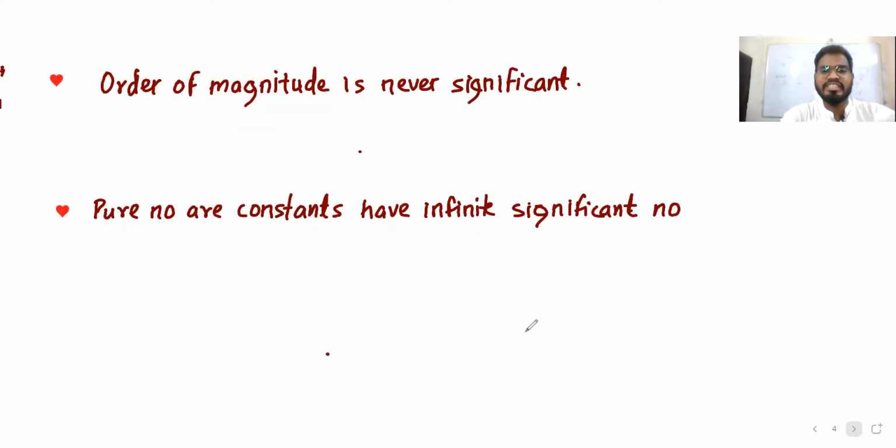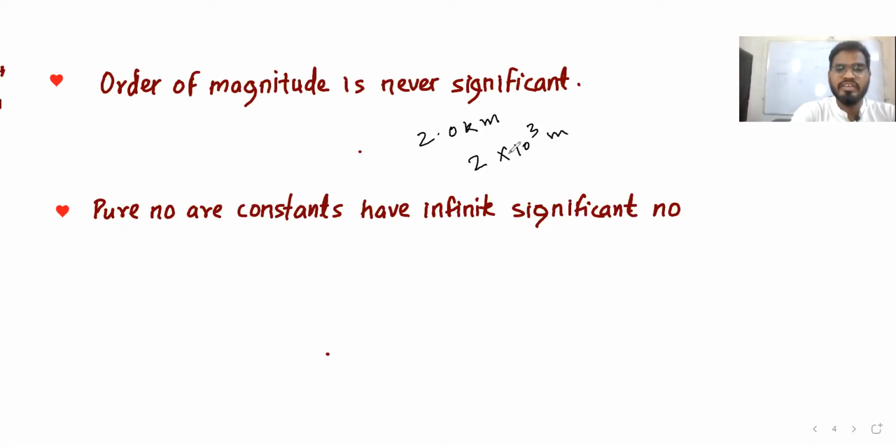Order of magnitude is never significant. Order of magnitude is never significant means: 2 kilometer, 2.0 kilometer. If you wrote 2 into 10 to the power of 3 kilometer, it is wrong. You can't write like this. You have to write 2.0 into 10 to the power of 3 meters. Then it is correct. So the only significant digit is 2, and here also 2. The power you will not consider. Got it? So 10 to the power 3, 10 to the power 6, that we cannot take.